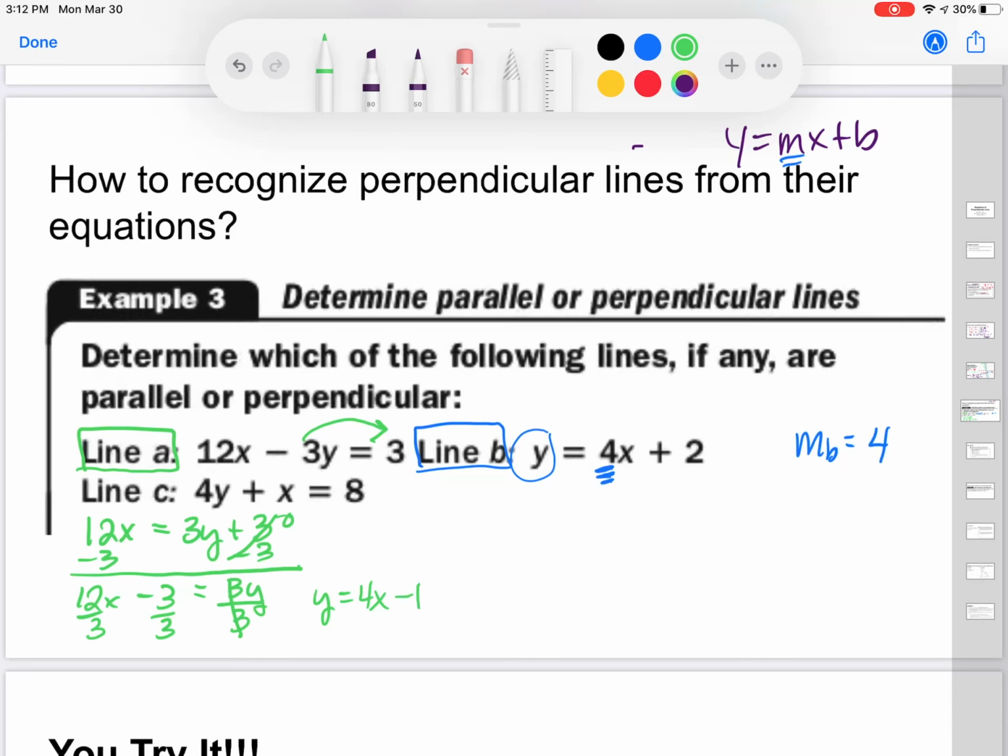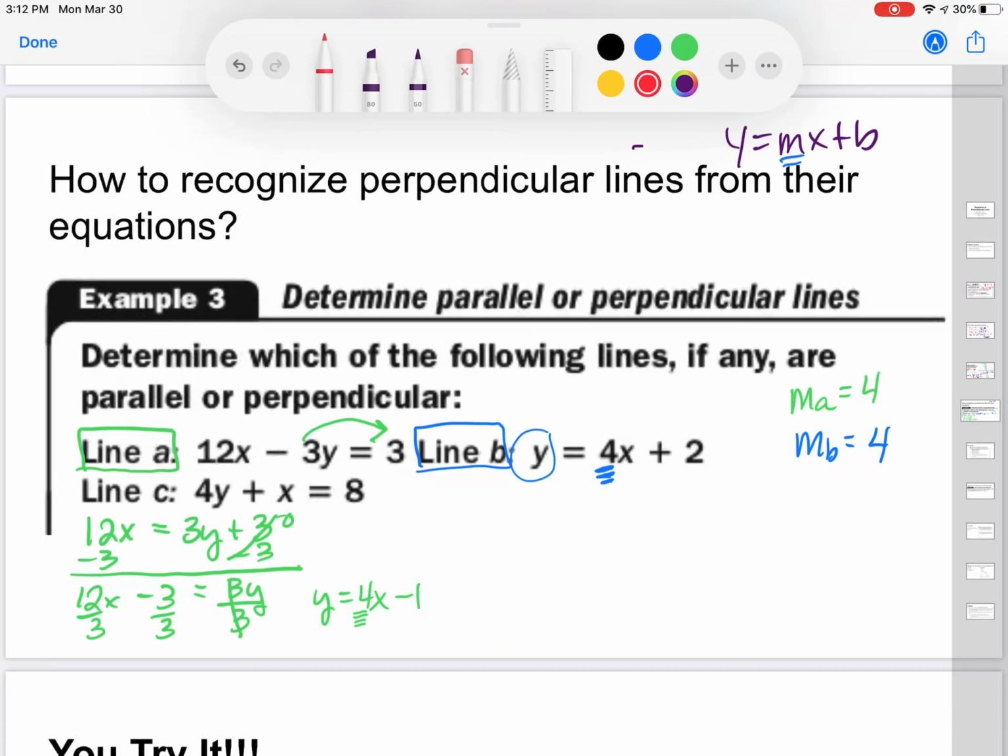So do you see the slope of line A? Do you see it? Are you looking right here? It's the number multiplying x. So our slope for line A is equal to a positive 4. And I'm just going to keep those over on the right as we find them.